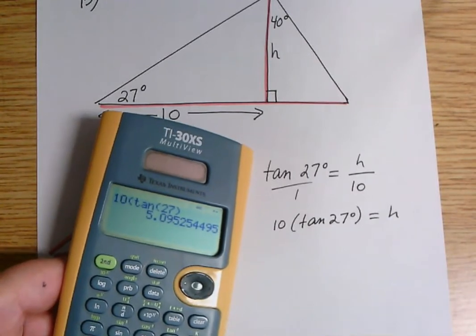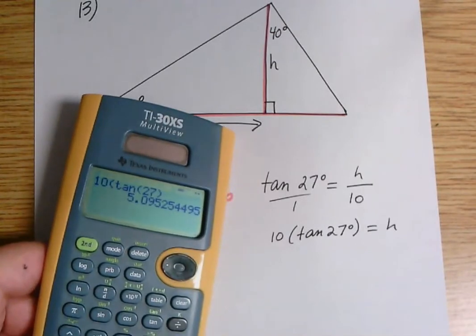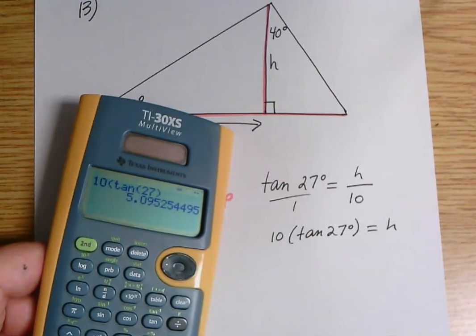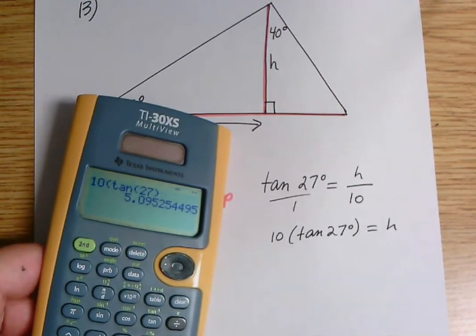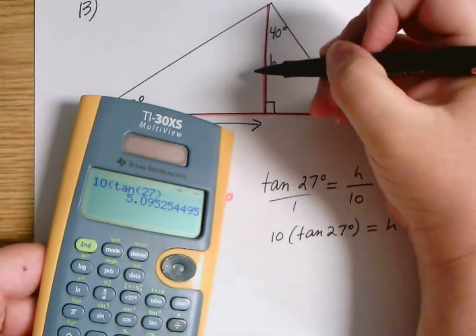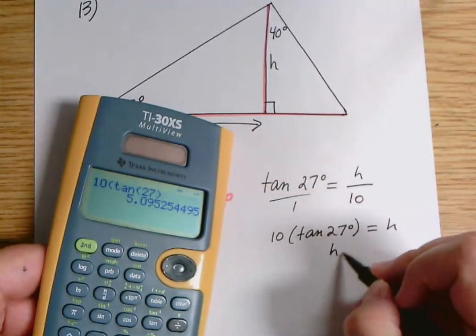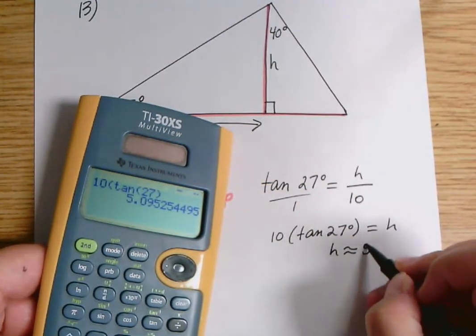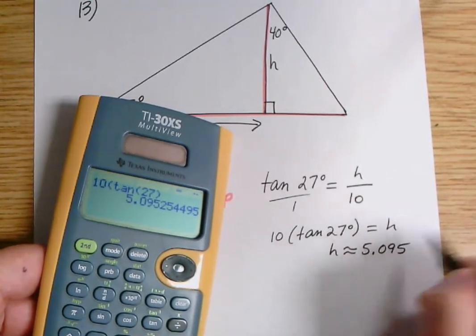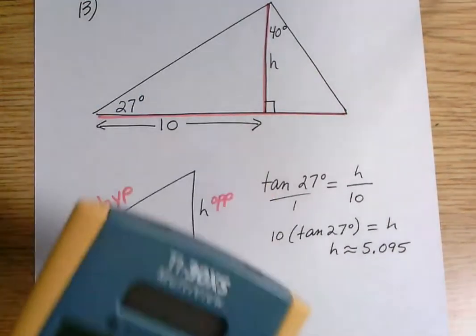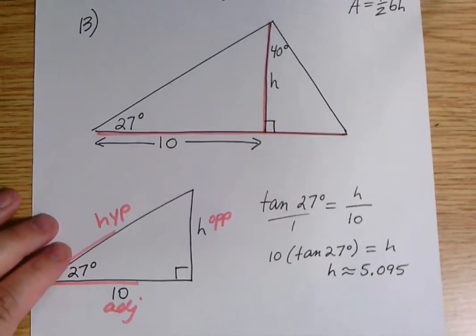Now, in terms of the height, maybe I would round to the nearest tenth, maybe the nearest hundredth. But in this particular case, I'd really like to be very accurate. Since I'm going to use that side to find something else as well, I'm going to go to 3 decimal places, maybe even 4. If I can, I'll leave that in my calculator and use it later. So let's say that h is 5.095, because I'm not being asked what the height is. I'm being asked to use it.